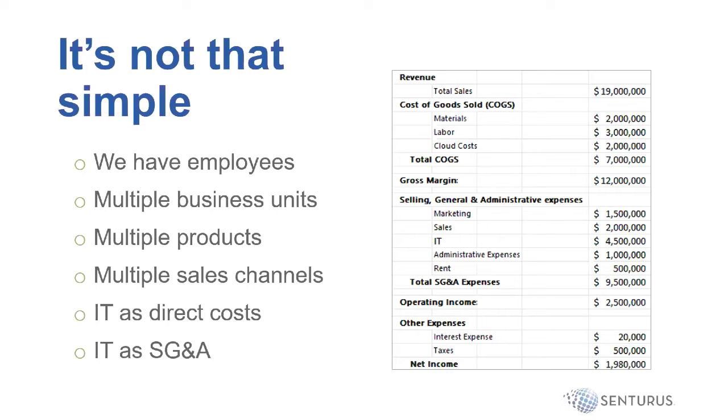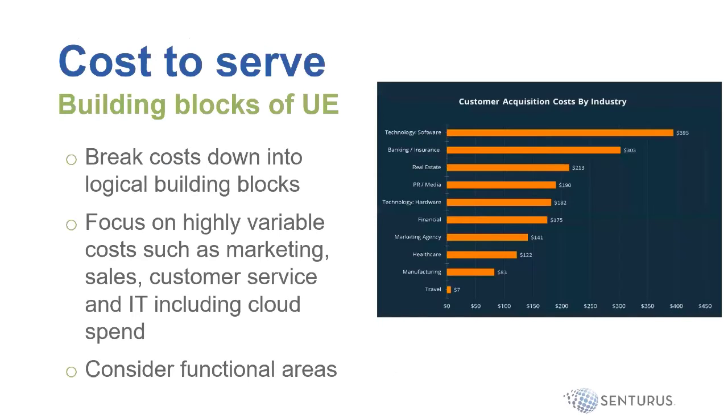And so we talk about how do you approach unit economics and how do you get to it? Keep in mind, we're focusing primarily on the cost for this conversation. So you want to start thinking about breaking this down. We talk about cost to serve, or building blocks of unit economics. So breaking down your costs into logical chunks, logical building blocks, focusing in on typically highly variable costs that are both material and that you have some control over.